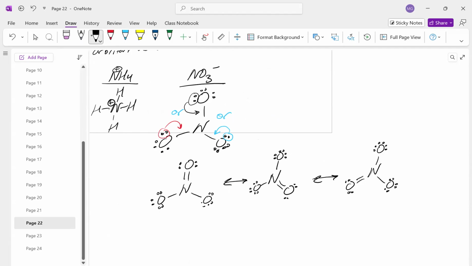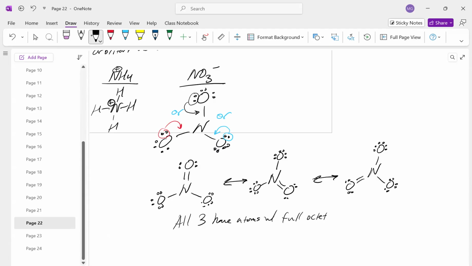Now, what we're going to do is see if these are all equally good, or is one better than the other? Well, if we look at all three of them, all three have atoms with a full octet. Okay, so that's good. The other thing we have to decide is what are the formal charges? Now, I encourage you, pause the video and calculate the formal charges of the nitrogens and oxygens. I'll give you a second to do that.